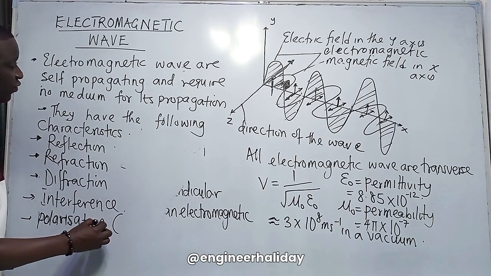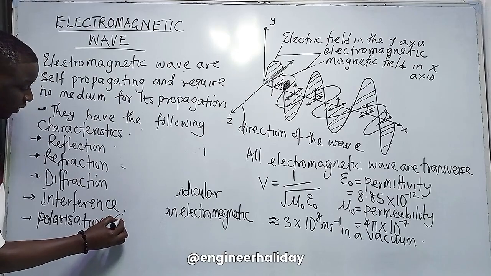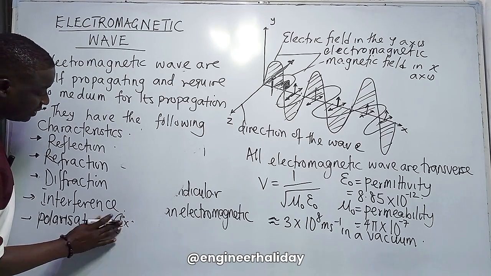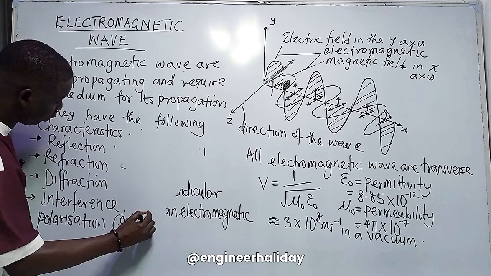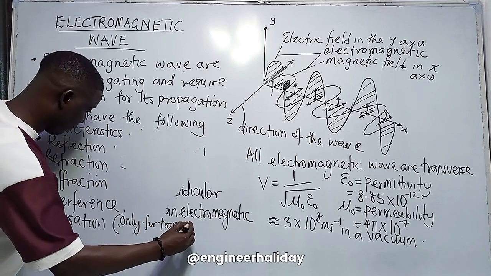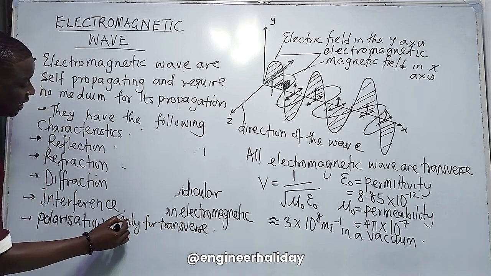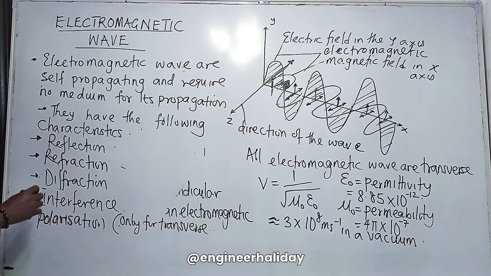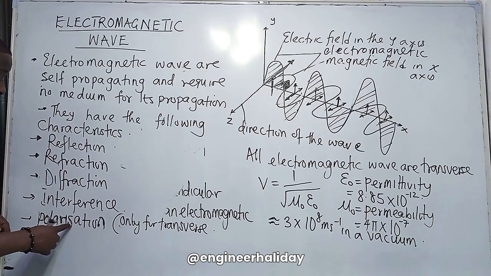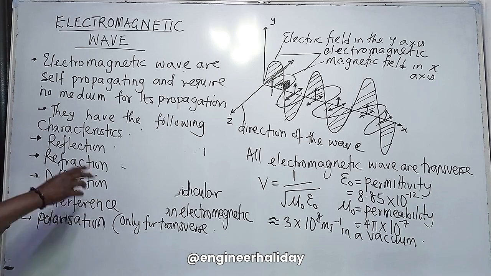Now, this characteristic is exclusive, that means it's only for transverse waves. Because if you check, longitudinal waves do not undergo polarization. We are going to explain that under waves. So polarization is an exclusive property of only transverse waves.